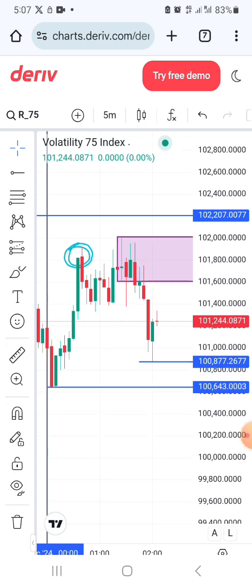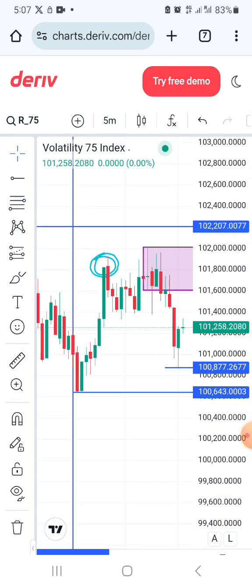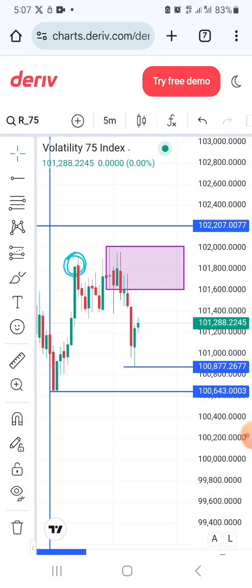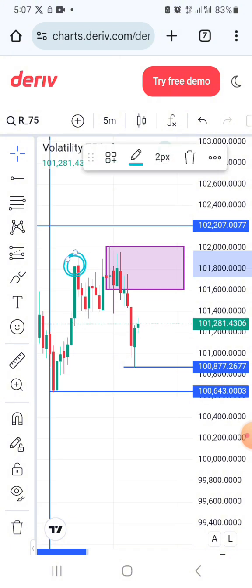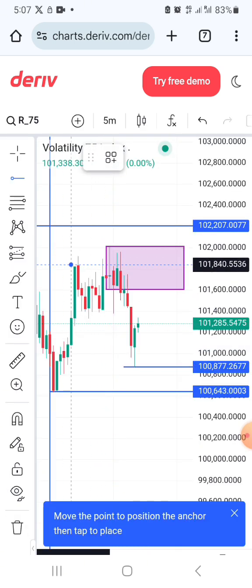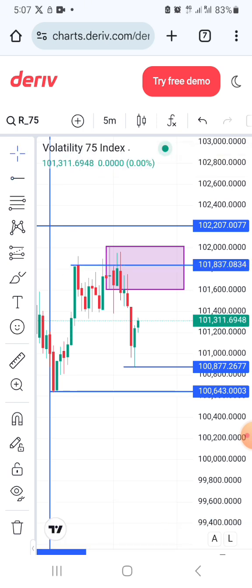So that is what we have to follow, guys. We have to wait for the market to come back inside of this order block, or to come and hit exactly here, guys. We mark like that to get a clear marking.